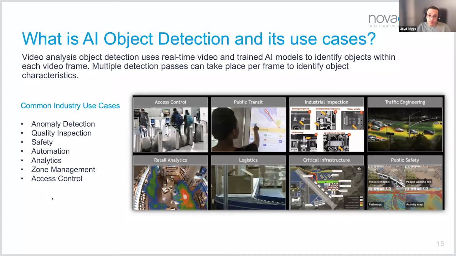There's various ways that object detection is used in the real world, but these are the most common use cases that we find. We're mainly focusing on the manufacturing side in these slides, so don't worry, we're not going to look at access control or analytics in this slide deck.